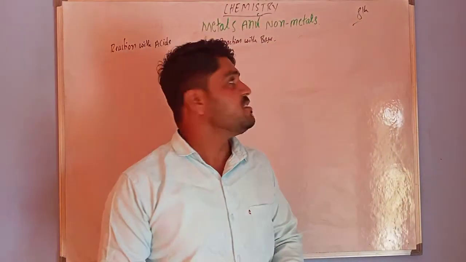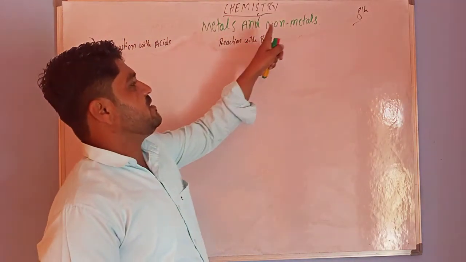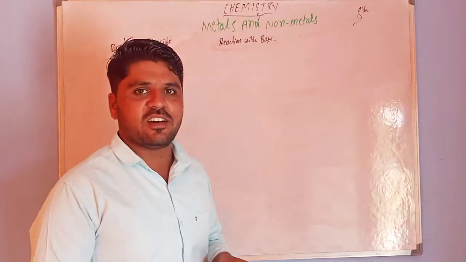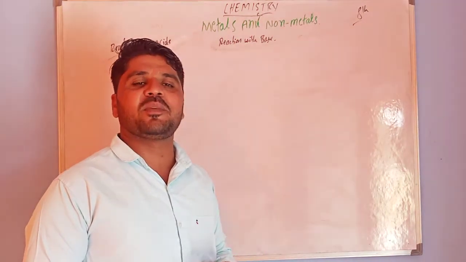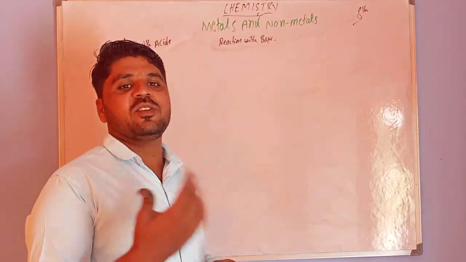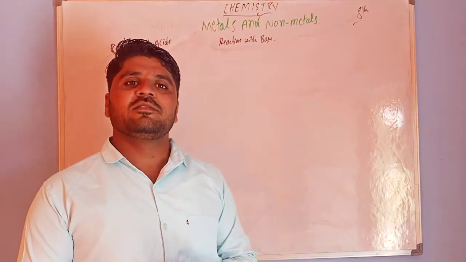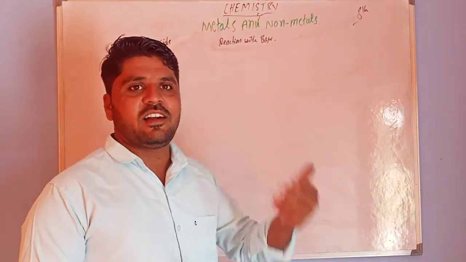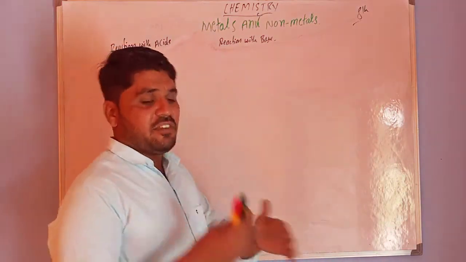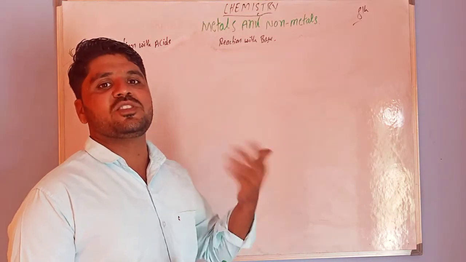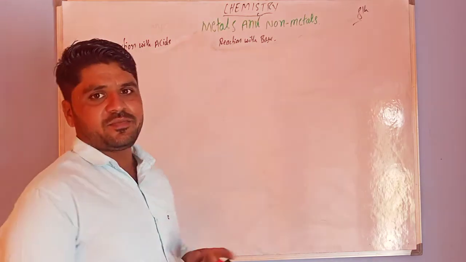Well, my dear students, in this class I am going to discuss the chemical properties of metals and non-metals. In the last class we discussed the chemical properties of metals and non-metals. The first chemical property is reaction with air and reaction with water. What happens when metals and non-metals react with water? Some metals react quickly and some react slowly. For example, sodium metal reacts quickly with water. It produces so much heat, right? But non-metals do not react with water like that.